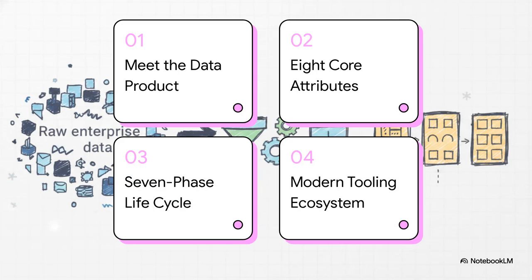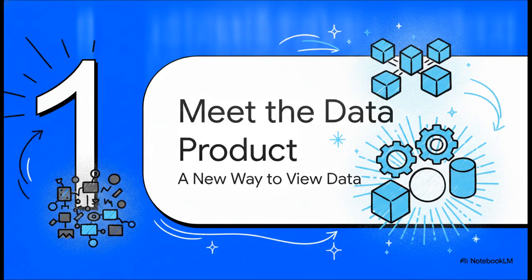First, we'll meet the data product. Then we'll look at the 8 core attributes, walk through the 7-phase life cycle, and finally, check out the modern data tooling ecosystem. Let's get right to it. Part 1, meet the data product, and really a whole new way to view data.